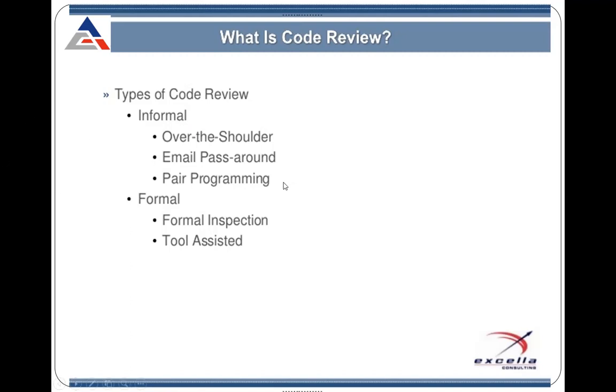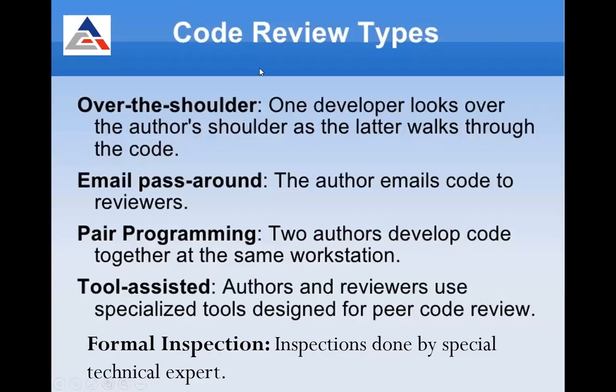And in pair programming, you work in a team of two or more, and there is a review in that part. Then in the formal inspection, an outside team visits your organization and finds out whether there is any error or flaw in your code. Then there is tool assisted. By using certain inbuilt tools, you can find any type of mistake, error or flaw in your code. These are the code review techniques in detail.